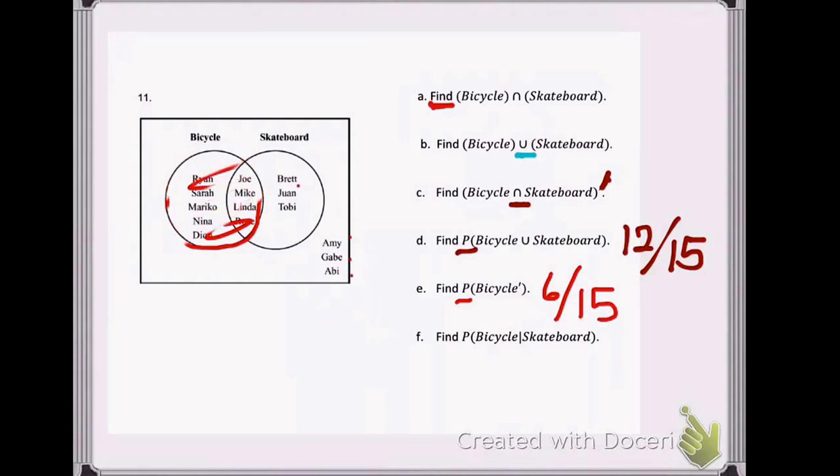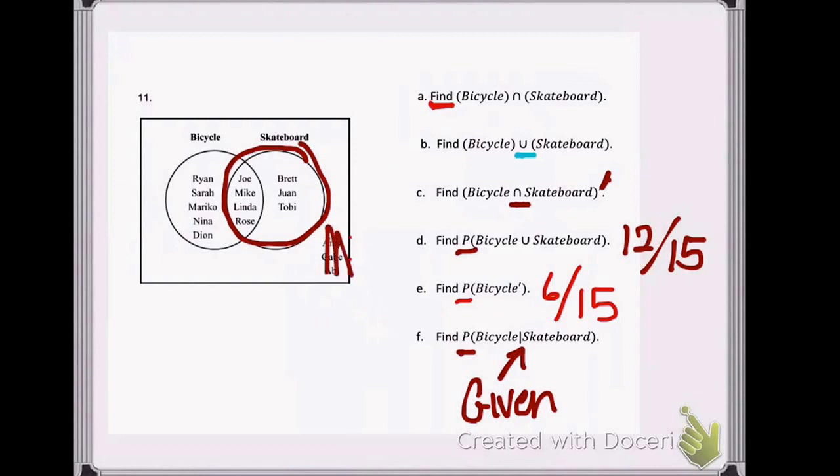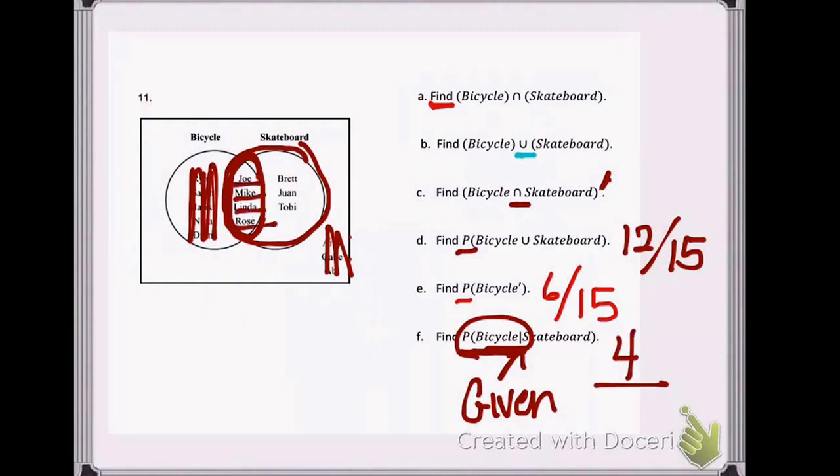And then the last question over the Venn diagram says, find the probability, P stands for probability, of bicycle / skateboard. Remember the slash means given. So I know that everybody's going to have a skateboard. So everybody else is out of the picture. So what is the probability somebody has a bicycle? Well, the only ones that own a bicycle are Mike, Linda, Joe, and Rose. So that would be 4 out of a total of 1, 2, 3, 4, 5, 6, 7. So the probability of bicycle given skateboard is 4 over 7.